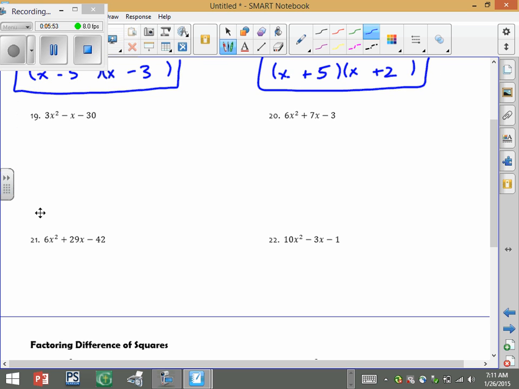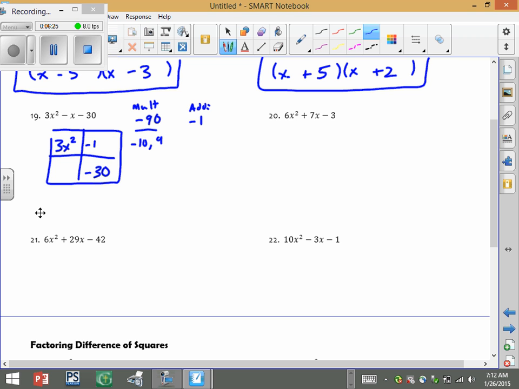So now all of a sudden we have a leading coefficient. So remember, the first term goes in the first box, so we have 3x squared. The last term goes in the bottom box, minus 30, and then you multiply those. 3 times negative 30 is negative 90. So we need factors that multiply to be negative 90, and they need to add up to be negative 1. And if we think about this, we end up with negative 10 and 9. So you have negative 10, you have 9, and make sure you put an x with both those.